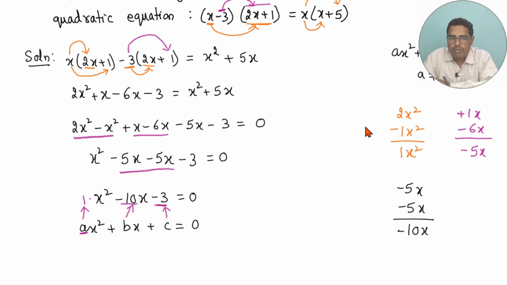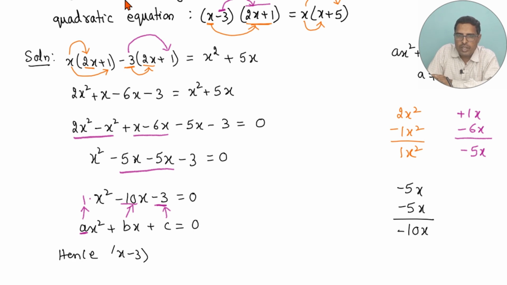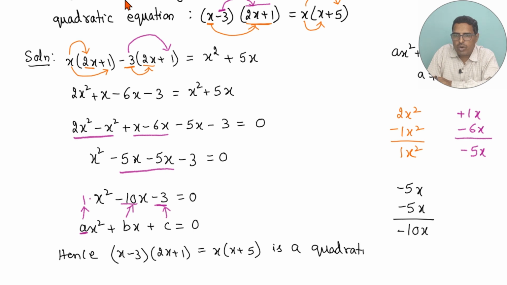Therefore we have expressed this given equation in the quadratic equation form. So what can we conclude? This given equation is a quadratic equation. Hence we can conclude that (x − 3)(2x + 1) = x(x + 5) is a quadratic equation. So we have expressed the given equation as a quadratic equation over here. So that's the required solution.